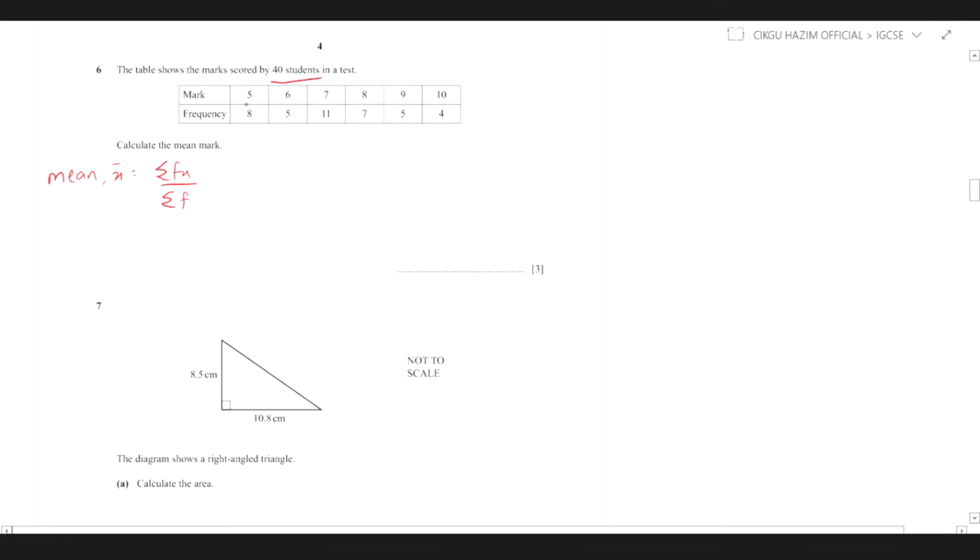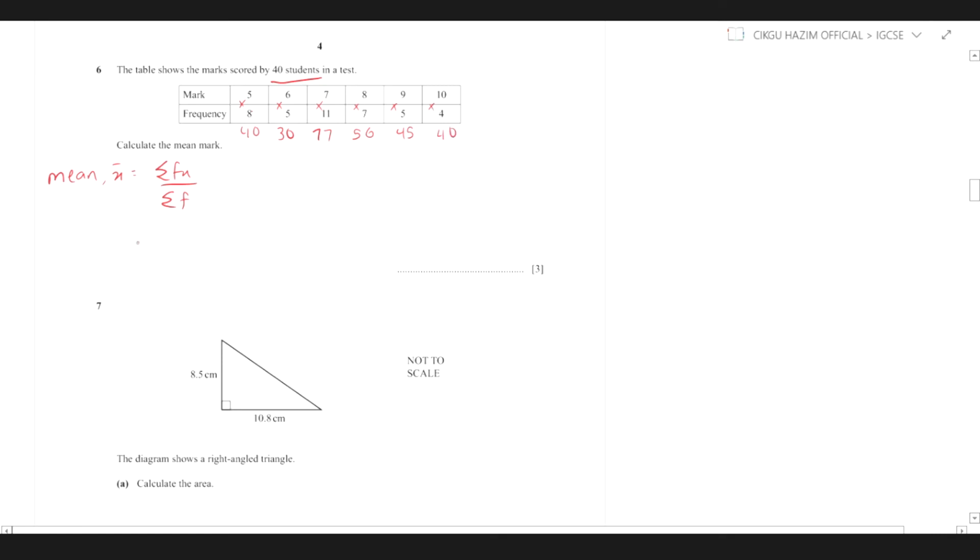So we multiply 1 by 1. I would advise you to do it like this, which is 5 multiplied by 8, it will be 40. 6 multiplied by 5 is 30. Then 7 multiplied by 11 is 77. 8 by 7 is 56. 9 by 5 is 45, and 10 by 4 is 40.